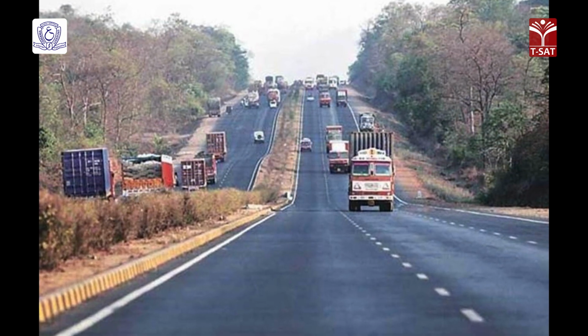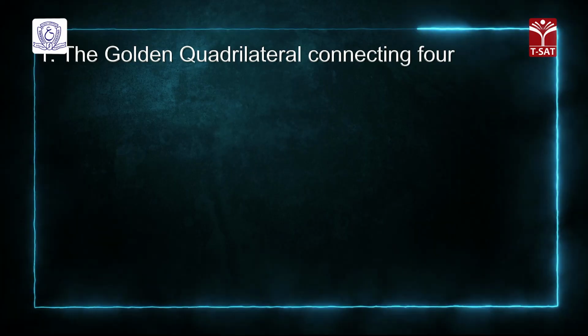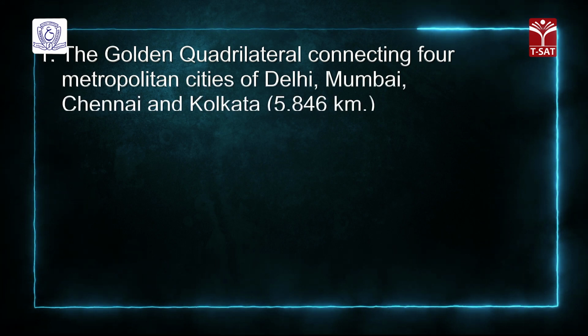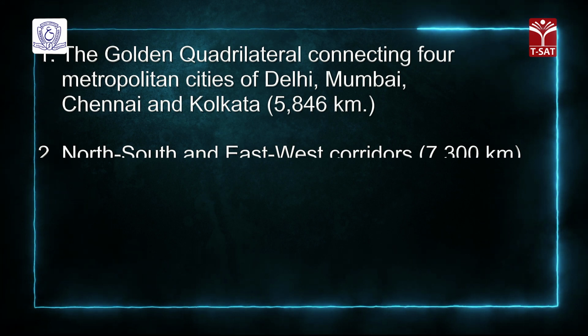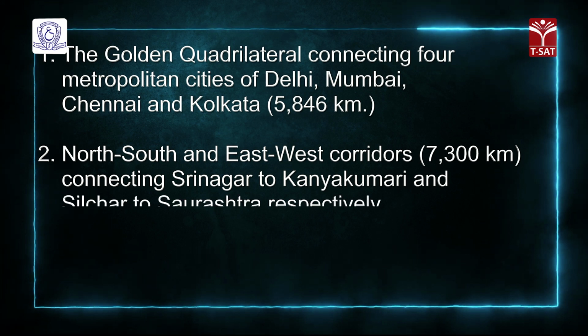Initially, it was entrusted with the task of implementing 5 externally aided national highway projects, also known as NH improvement projects. Subsequently, it was mandated to implement the National Highways Development Project, NHDP, comprising 4/6 laning of 14,279 km of national highways having 2 components. The first one was the Golden Quadrilateral connecting 4 metropolitan cities Delhi, Mumbai, Chennai and Kolkata, and the total length was 5,846 km. And the second was the north to south and east to west corridors. The total length was 7,300 kilometers, connecting Srinagar to Kanyakumari and Silchar to Saurashtra respectively, and Salem to Cochin.